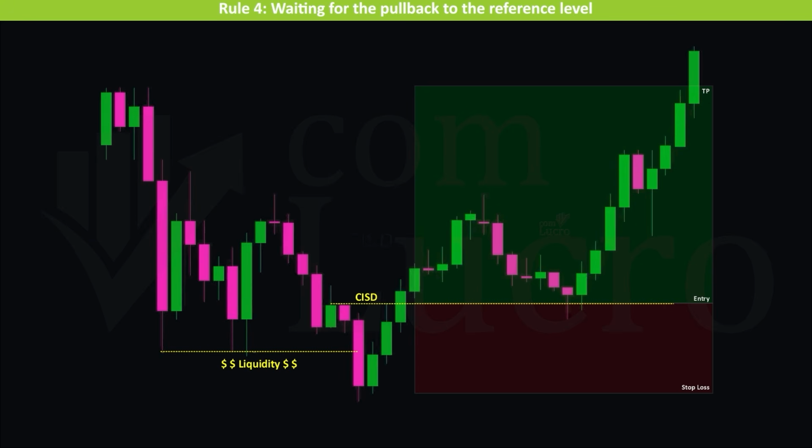Entering on the pullback improves your risk-to-reward ratio and provides clearer information about whether the new state of delivery is being accepted. By following these rules, ensuring the CISD occurs at a key level, observing participation and delivery confirmation, and waiting for a retracement, you increase the chances of identifying high-quality trade setups with strong potential while controlling risk.